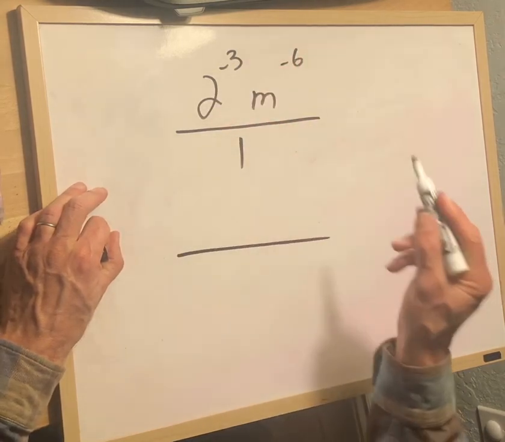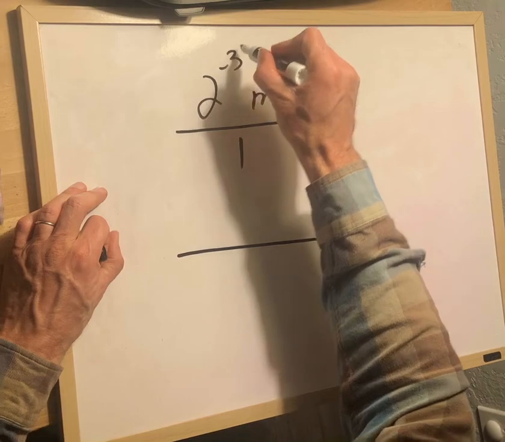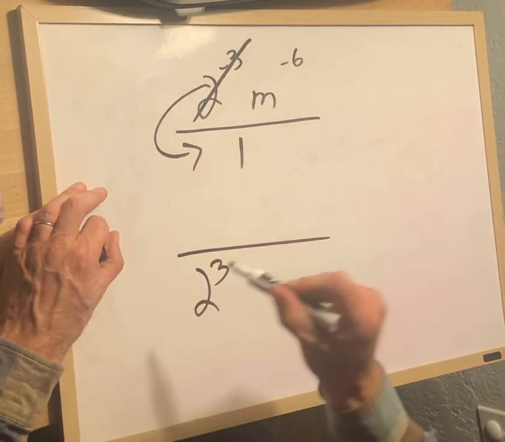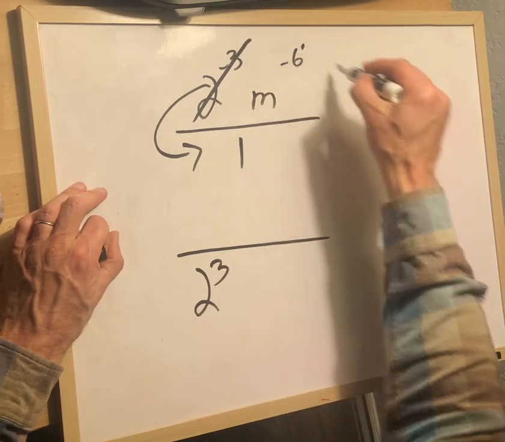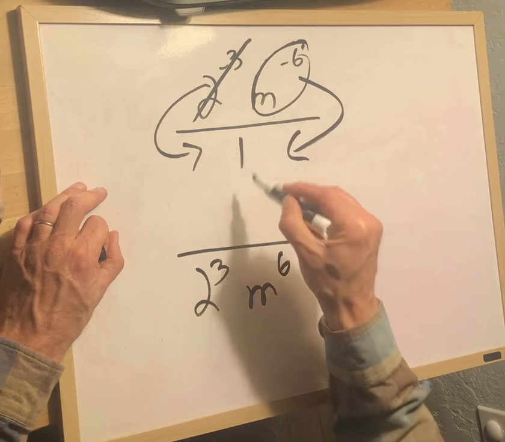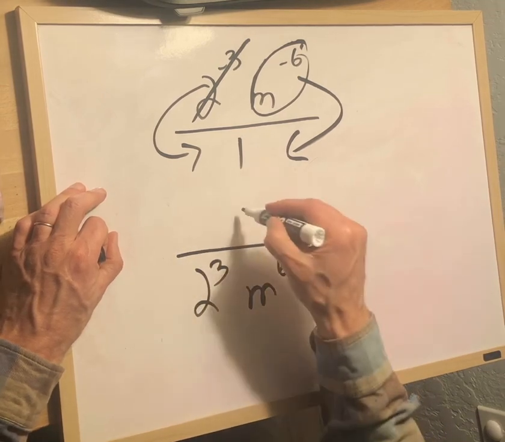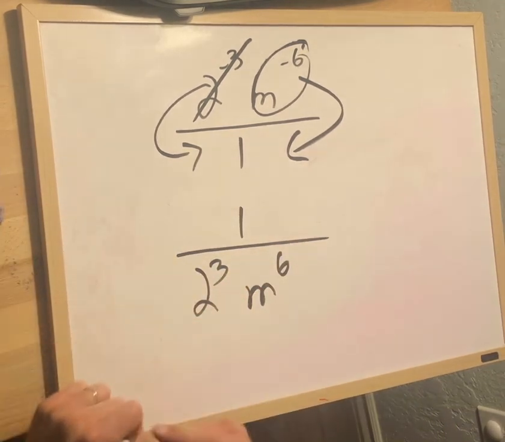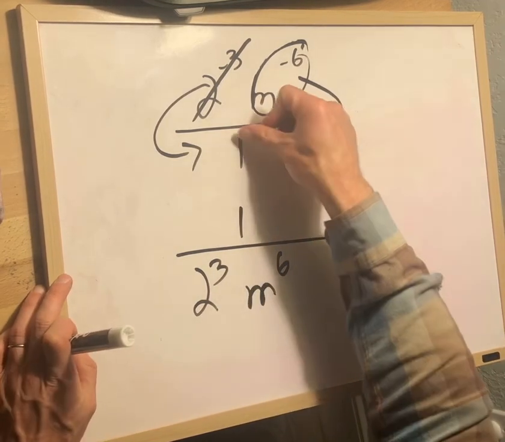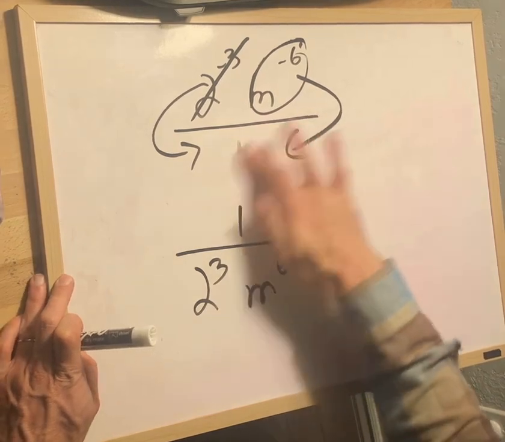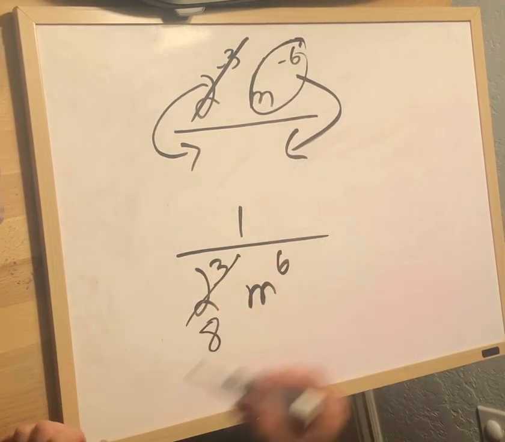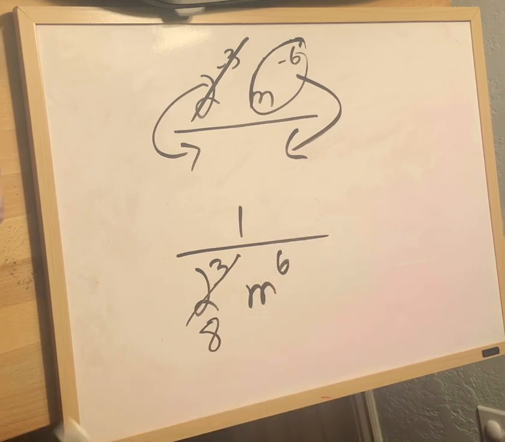I'm going to make a blank fraction. I'm going to go step by step now. 2 to the -3rd flips. It goes boop. It becomes positive. M to the 6th, this one flips. And whenever there's nothing on top, there's technically a 1. This 1 doesn't have anything to do with this 1. This 1 was on the bottom to begin with. And then 2 to the 3rd is 8. So your answer is 1 over 8m to the 6th.